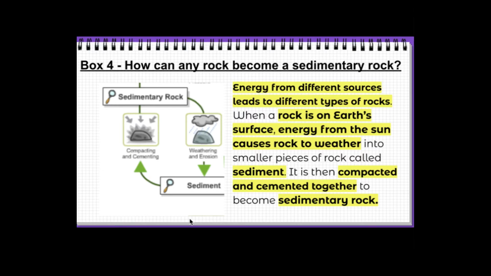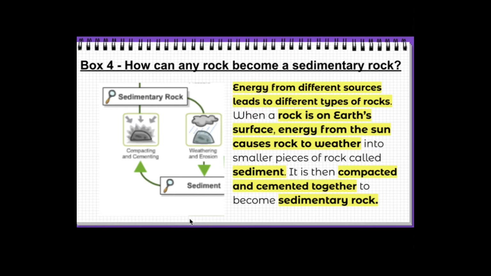So when a rock is on Earth's surface, energy from the sun causes rock to weather, remember, breaking it apart into smaller pieces of rock called sediment. It is then compacted, or pressed, and cemented together, glued, to become sedimentary rock.